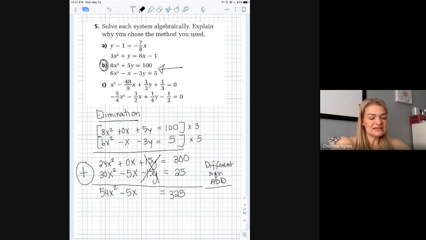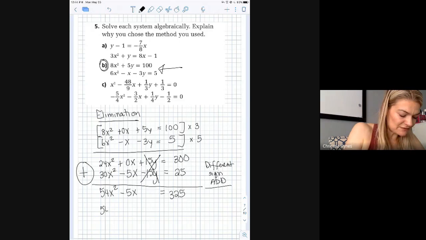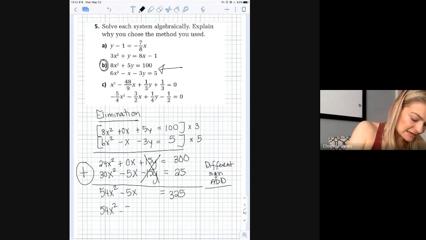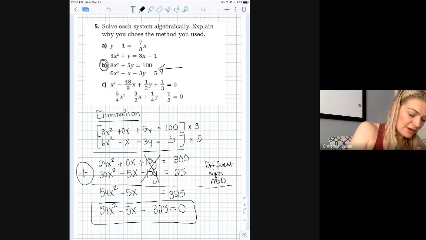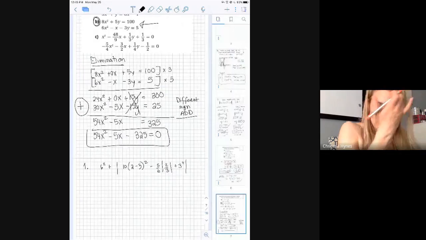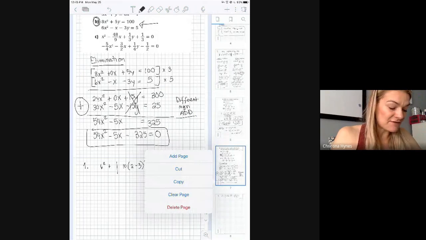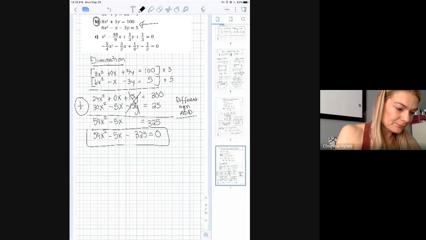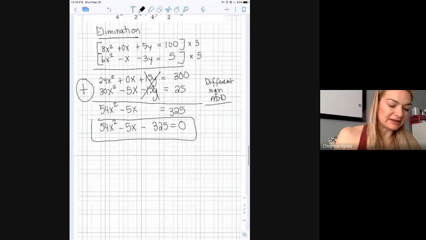Now, if you guys look, this is a quadratic equation. So if you ever see a quadratic starting to form, you want to bring everything to one side and set it equal to 0. So 54x squared minus 5x, we're going to subtract 325, and that should equal 0. So this is the equation that I'm now going to do either quadratic formula with, or I can do factoring if possible. I can do completing the square and solving. So whatever you want to do to solve this.